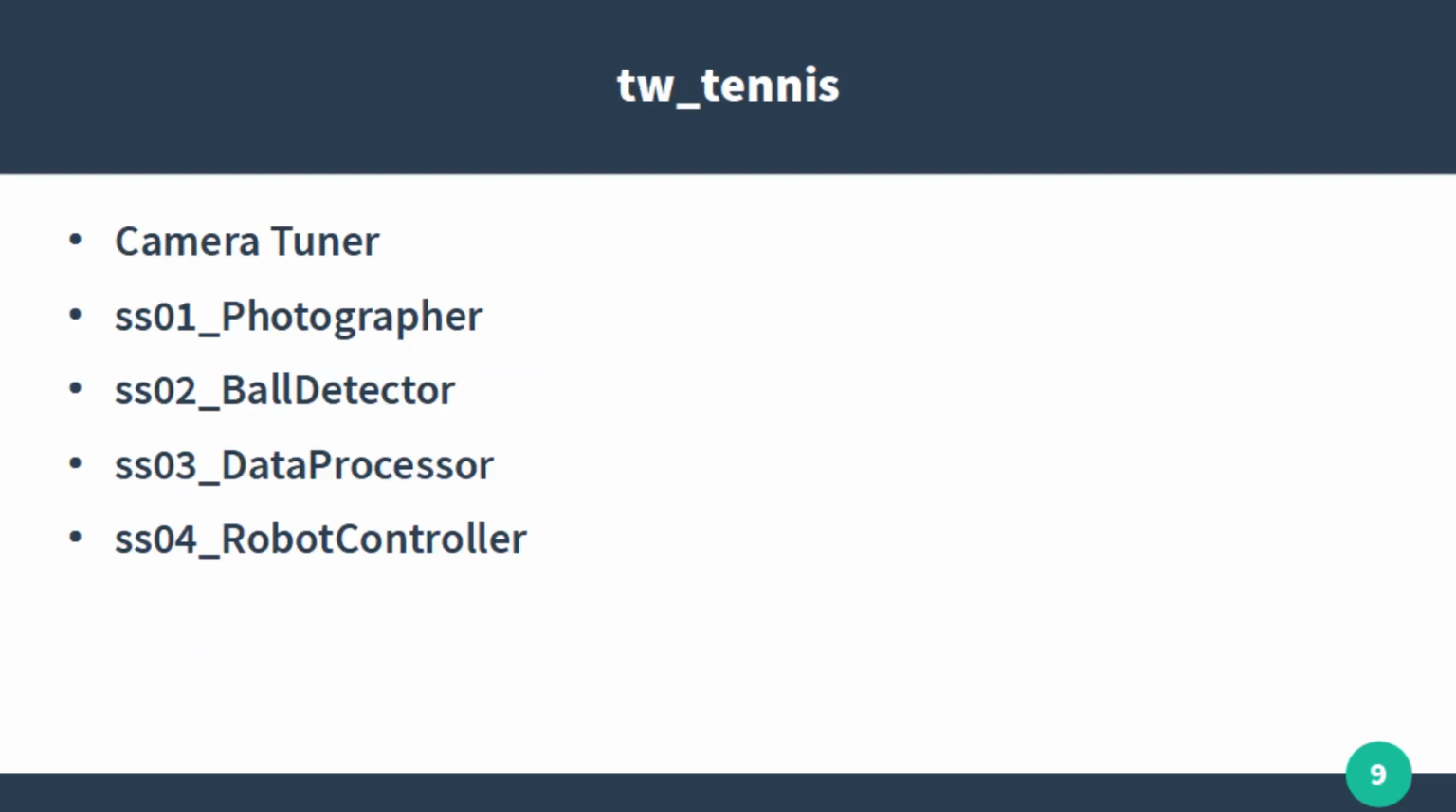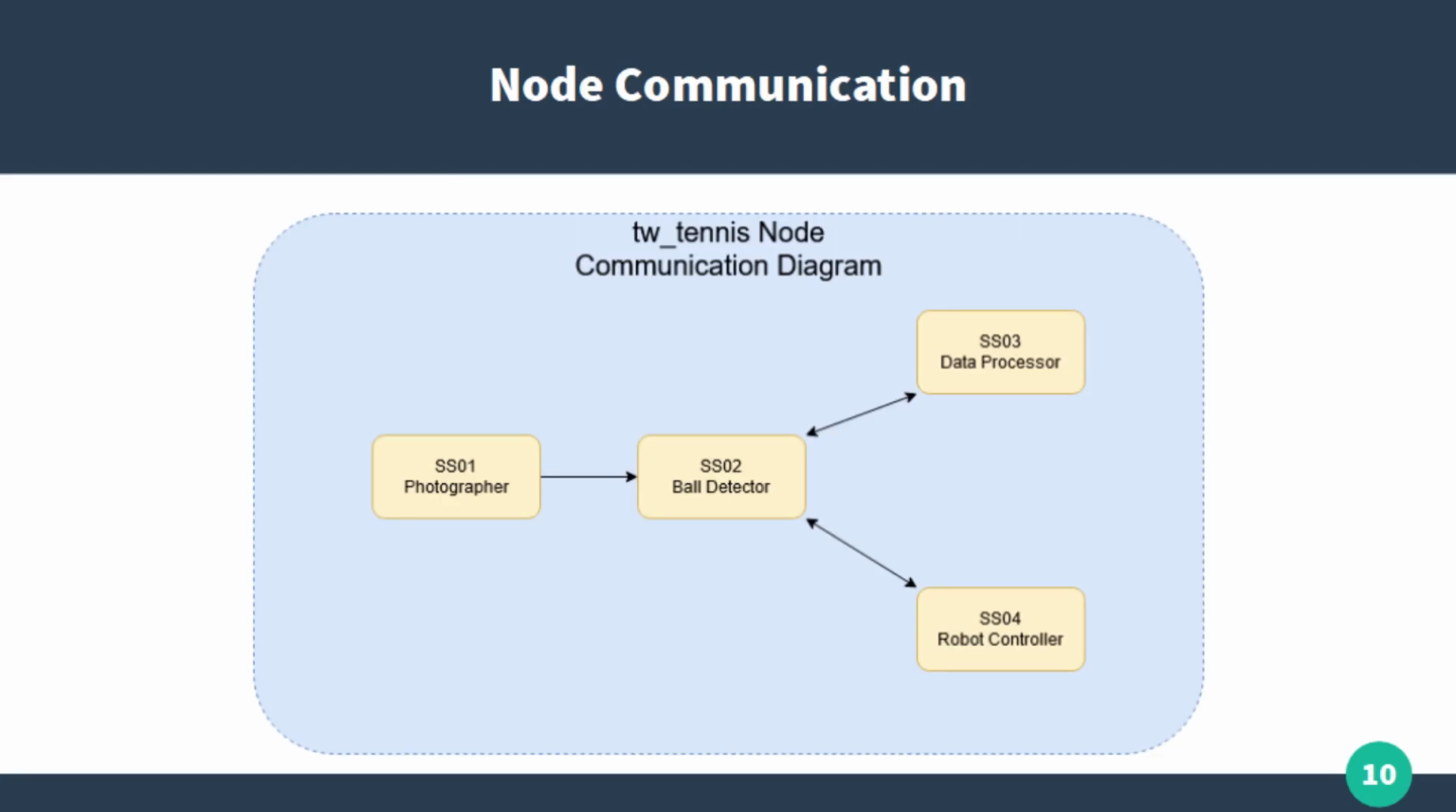This package consists of 5 nodes, which are the camera tuner, the photographer node, the ball detector node, the data processor, and finally the robot controller. In terms of communication, the program proceeds as follows. Subsystem 1 captures images and sends them to Subsystem 2. Subsystem 2 then runs the ball detection algorithm, and once the threshold's reached, it sends all of the detections to the data processor. The data processor then runs the k-means clustering, the voting, and then the angle calculation, and sends the angle back to subsystem 2. Finally, subsystem 2 sends the angle to subsystem 4, which is the robot controller, to move the robot.